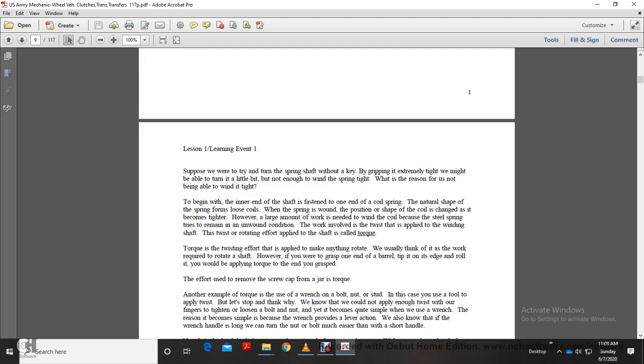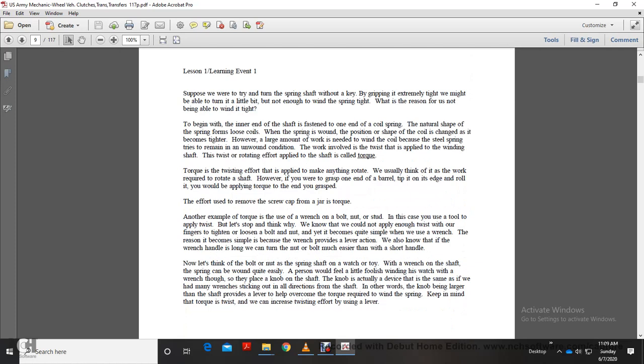The inner end of the spring is fastened to the shaft, and at one end of the coil spring, the natural shape of the spring forms loose coils. When the spring is wound, the position and shape of the coils change as it becomes tighter. However, a large amount of work is needed to wind the coil because the steel spring tries to remain in the unwound condition. The work involved in this twist is applied with the winding of the shaft. The twisting effort applied with the shaft is called torque.